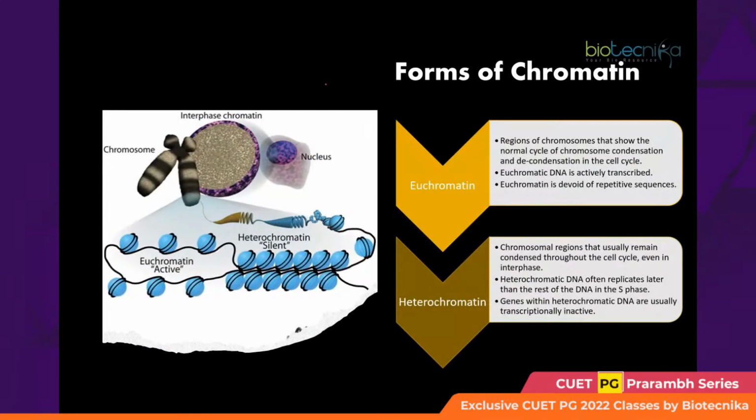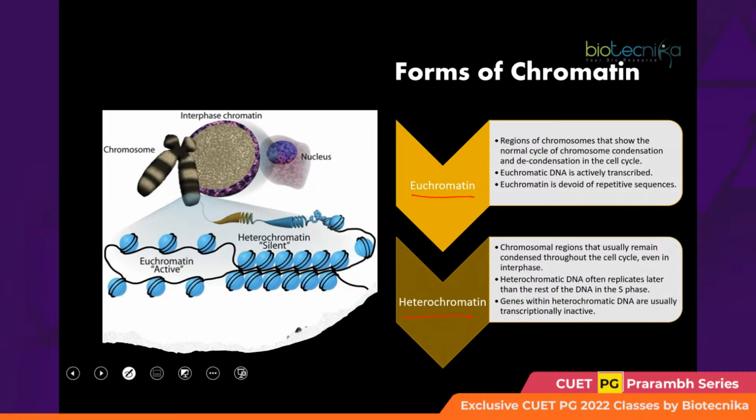Okay, now there are forms of chromatin. These forms of chromatin are distributed on the basis of the chromosome staining properties. They are divided into two types, euchromatin and heterochromatin. Euchromatin is the region of chromosome that shows normal cycle of chromosome condensation and decondensation in the cell cycle. Normal cycle means that it will be relaxed in the interphase and compact in the division phase.